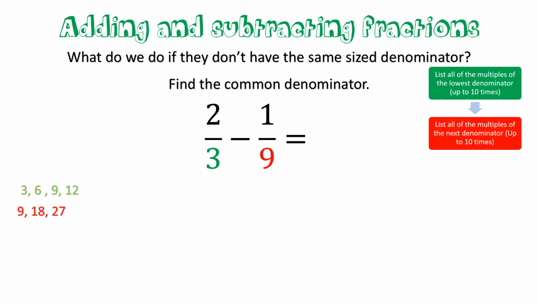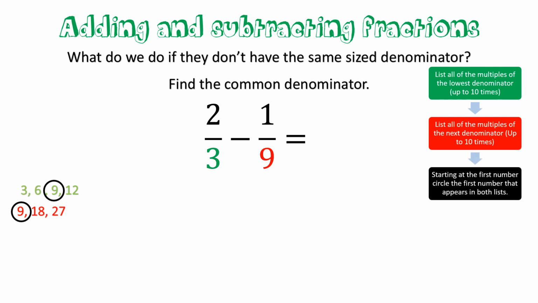Then, after that, I'm going to look at which number appears in both lists first. So I'm going to start at the left-hand side and go, well, 3 doesn't appear in the 9's list. 6 doesn't appear in the 9's list, but 9 does appear in both lists. So I'm going to circle it, and that's going to become my new denominator.